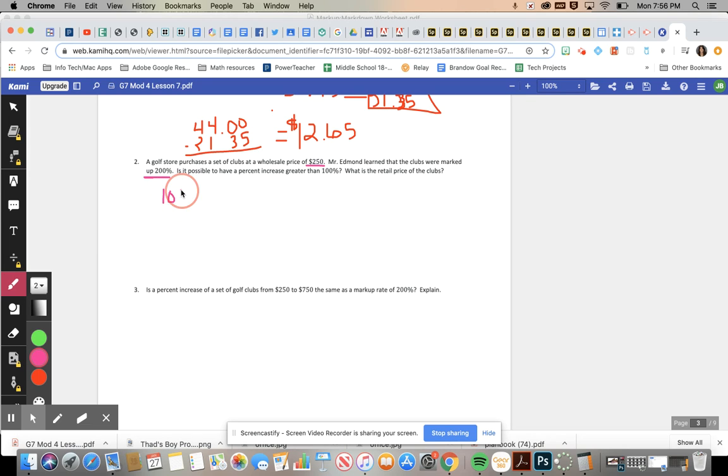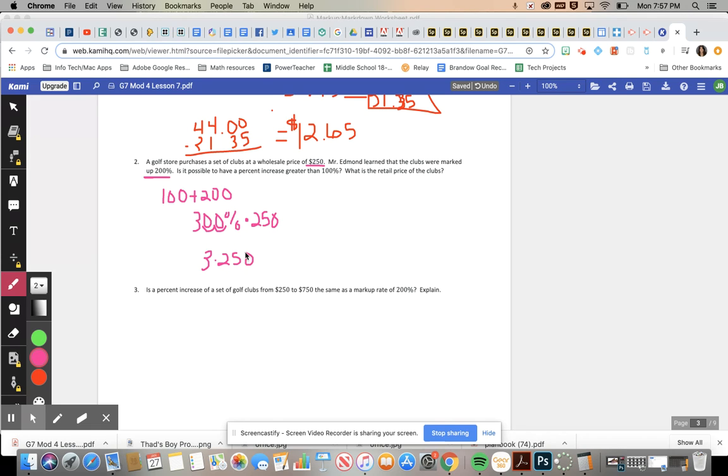So I'm starting with that 100% again. I'm going to add the 200% markup. Oof, that's a big markup, which is 300%. And then I'm going to take that times that $250, which is what they bought the clubs for before they're trying to sell them to you. And I need to change this percent to a decimal. So again, move it over to the left 2 places. So this is just a whole 3 times 250.